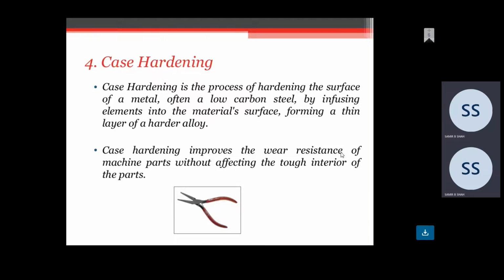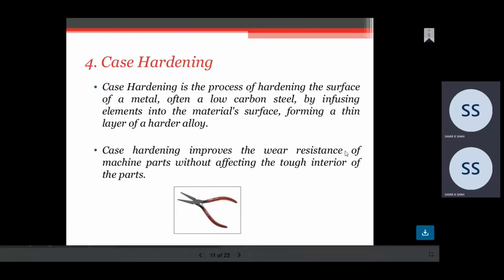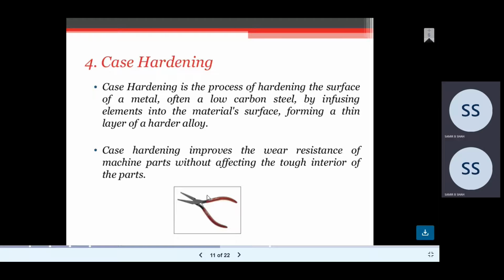Okay, next one is case hardening. Case hardening is the process of hardening the surface of a metal, often low carbon steel, by infusing elements into the material surface, forming a thin layer of harder material or alloy. Case hardening improves the wear resistance of machine parts without affecting the tough interior of the part. So you can see that this is one example of the case hardening process.